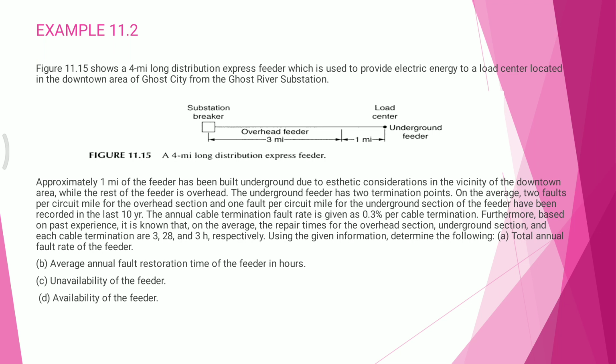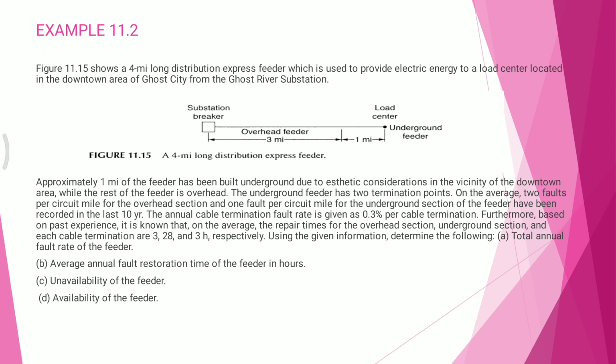On average, two faults per circuit mile for the overhead sections and one fault per circuit mile for the underground section of the feeder have been recorded for the last 10 years as shown in the figure. The annual cable termination fault rate is given by 0.3% per cable termination.